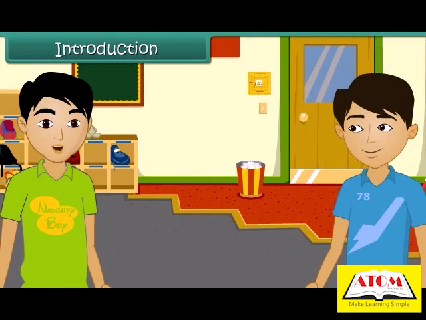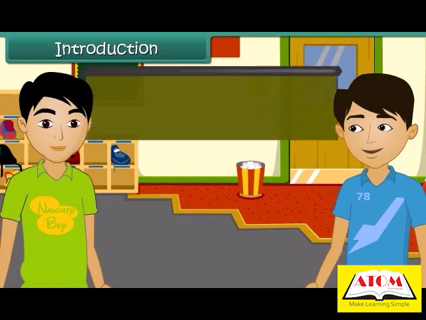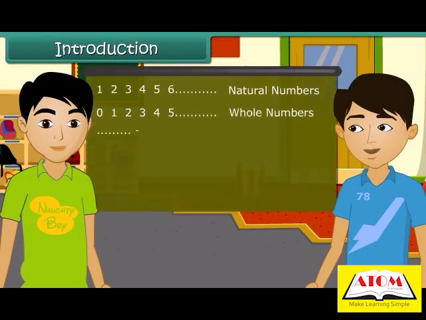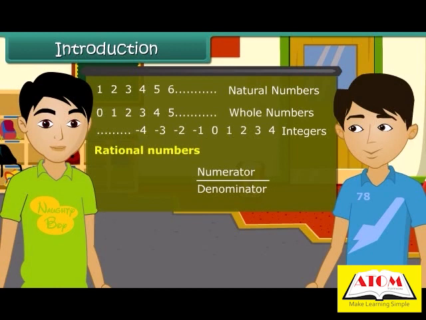Hey Rahul, come. Today our maths teacher taught us a new topic, rational numbers. I know about natural numbers, whole numbers and integers. But what are rational numbers? These numbers are in the form numerator by denominator, where numerator is either 0 or a positive integer, and the denominator a positive integer. I did not understand. Come, I will explain to you.